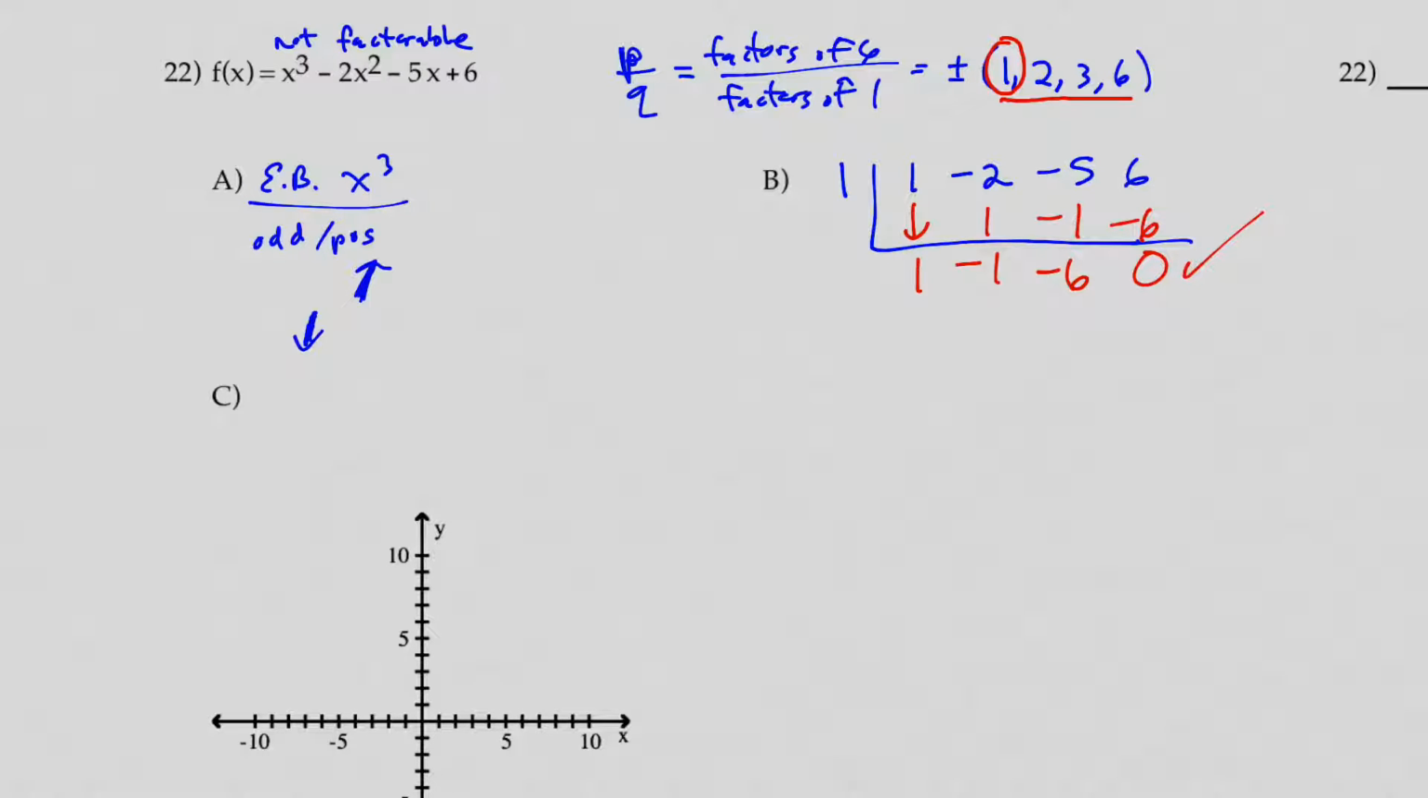So great, we don't have to keep testing negative 1, positive 2, negative 2, positive 3, negative 3, positive 6, and negative 6, because we've already found that 1 is going to work. And since it works, x equals 1 is an x-intercept.